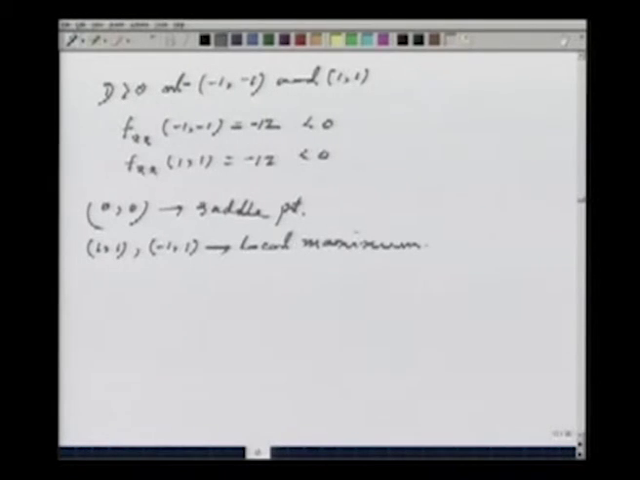Okay, fine. So the method is slowly getting clear, what exactly you need to do. You first look at the partial derivatives, find the critical points. At the critical points you check the sign of d first. If it is negative, then you already know that it's a saddle point. But if it is positive, then you have to check fxx and try to see what happens there.